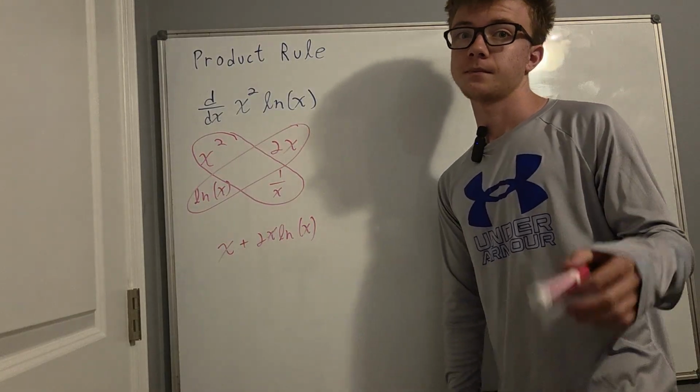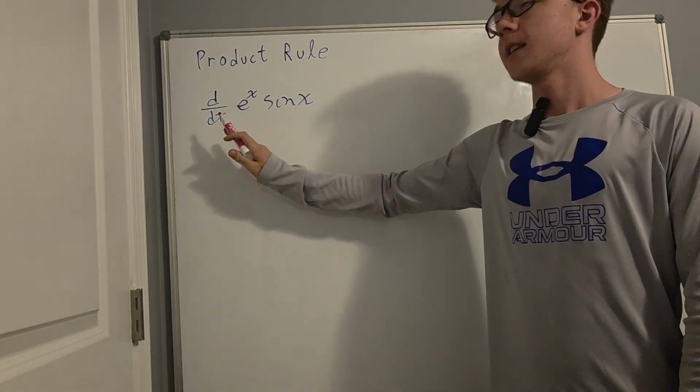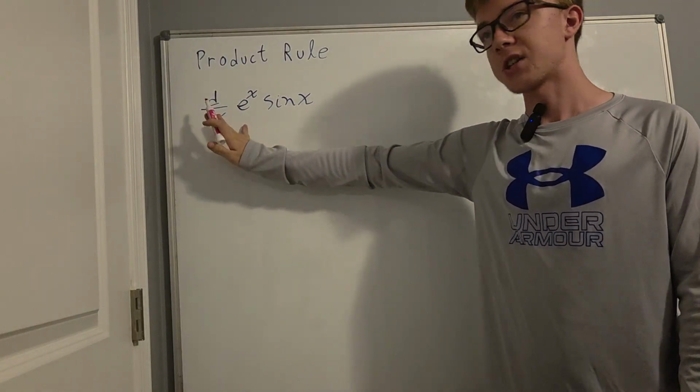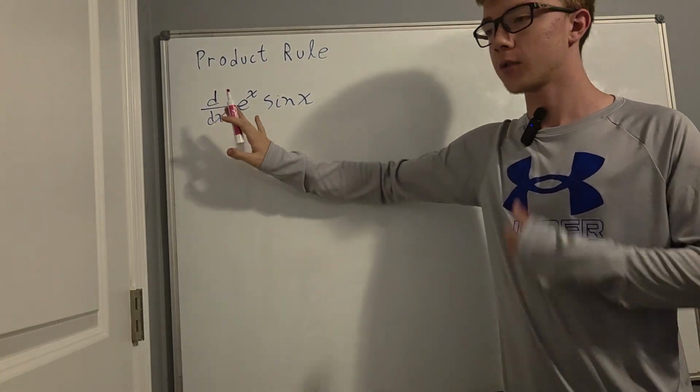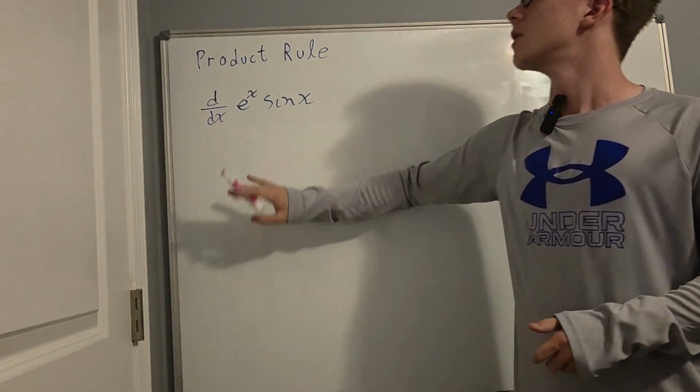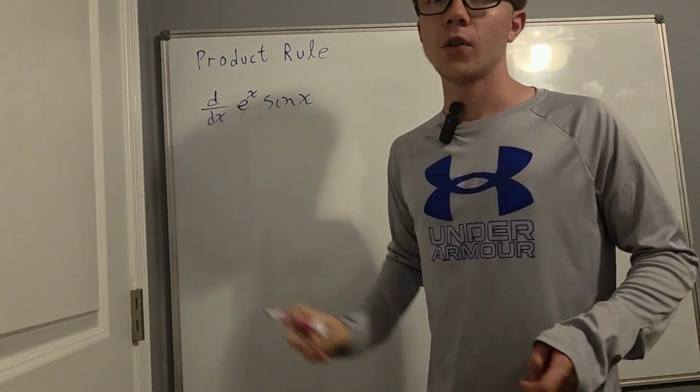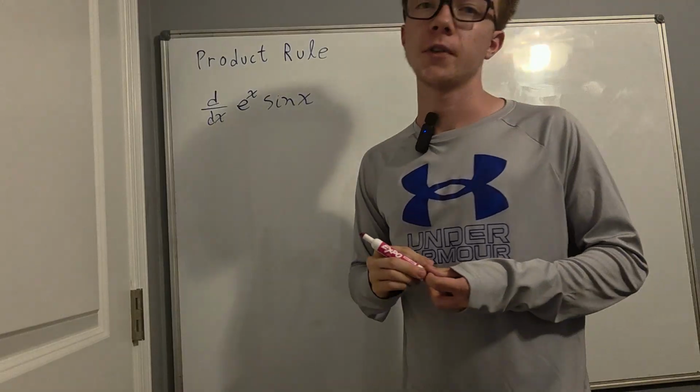Now I'm going to show you another example of one that you can actually use another shortcut for on top of it. Now right here, I have the derivative of e to the x times sine of x. Now e to the x is special because no matter how many derivatives or integrals you take, it's always going to be itself. So what we can do here is firstly, I'm just going to write out the full thing.